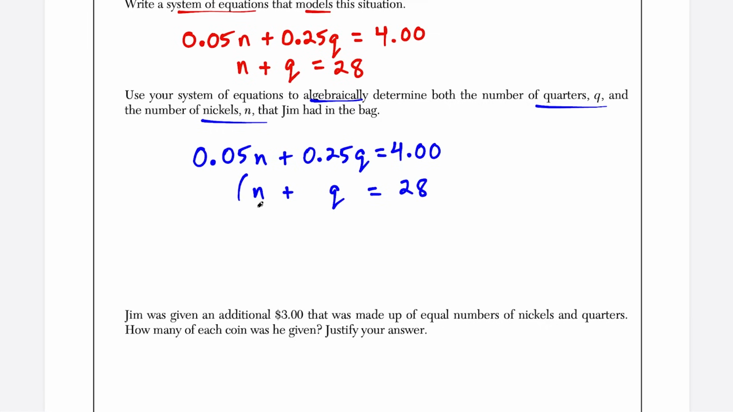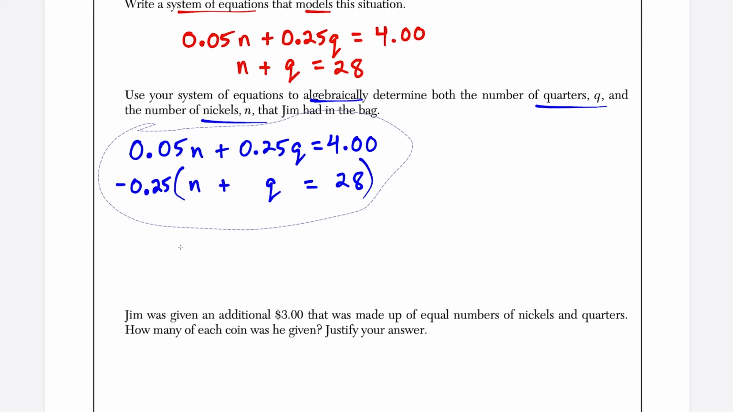The reason is that I don't want to move to a calculator, but I could just as easily eliminate the variable N here. I'm going to multiply the bottom equation by negative 0.25. The reason I'm doing this is I want the coefficient of Q to be the matching opposite of this one so that they can cancel out. Next, we'll write the new system after this multiplication. The top equation is 0.05N plus 0.25Q equals 4.